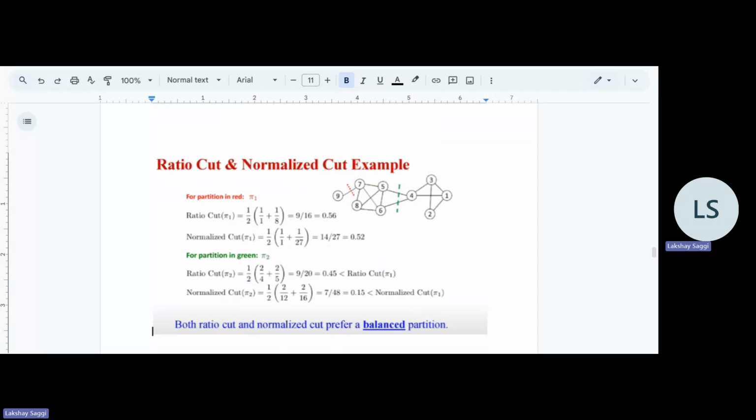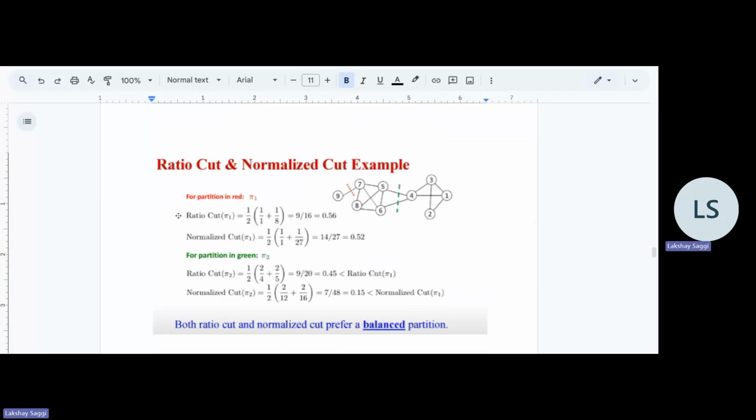Okay, maybe I missed something. For the 7 I counted 3, but it is actually 4. So the sum of degrees of vertices for this set will actually be 27. So you have 27 in the denominator and 1 in the numerator, so the normalized cut value will be about 0.52.